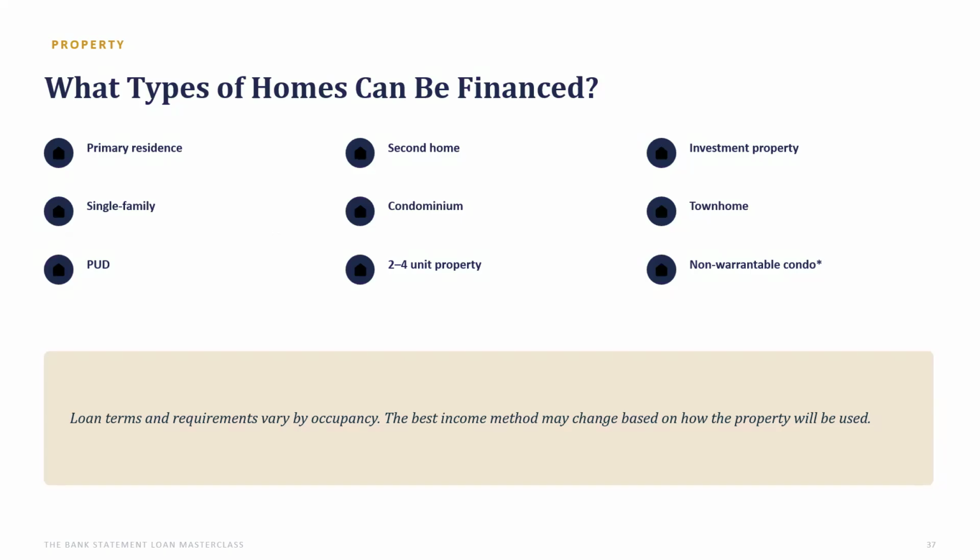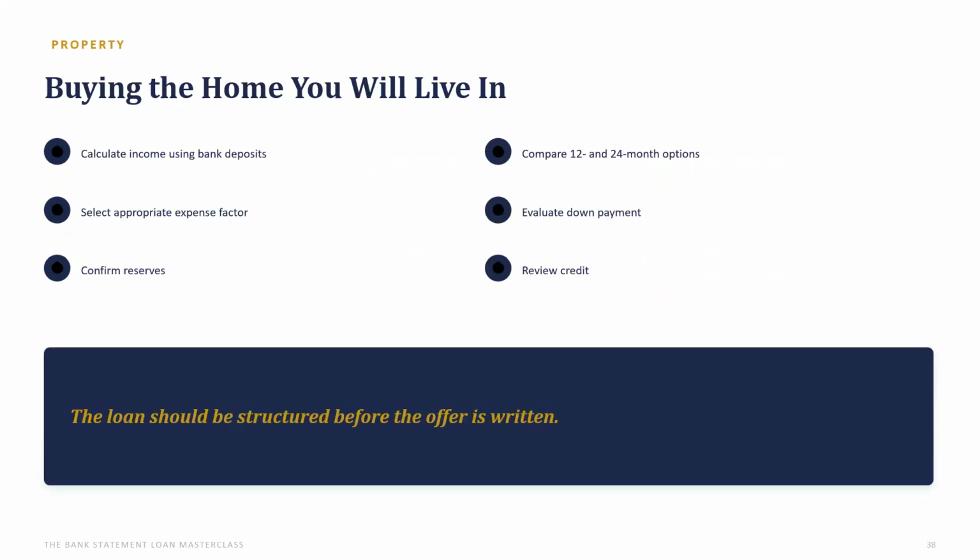What types of homes can be financed? Primary, secondary homes, investment properties, condos, multi-unit properties, unwarrantable condos, townhomes. Loan terms and requirements vary by occupancy. The best income method may change based on how the property will be used.